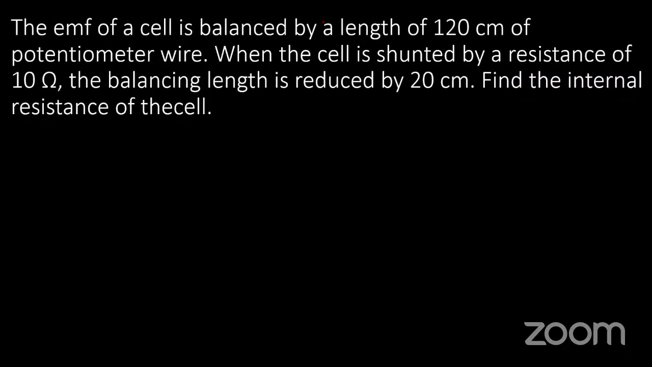This one is also simple. See, here we have to use the internal resistance formula of the potentiometer. Okay, let's see. The EMF of a cell is balanced by the length of 120 centimeter of potentiometer wire. So how much length is given? That is 120 centimeter. When the cell is shunted by the resistance of 10 ohm, the balancing length is reduced by 20 centimeter. Then what is the internal resistance of the cell?